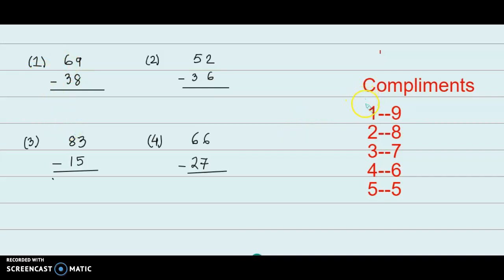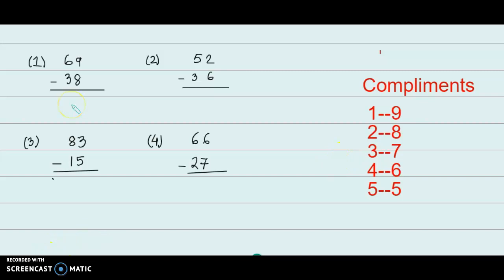Let me explain complements. You can see 1 and 9. 1's complement is 9 and 9's complement is 1, because 1 plus 9 is 10. Similarly, 2's complement is 8 and 8's complement is 2, as 8 plus 2 is 10, and so on. 5's complement is 5, 6's complement is 4, 4's complement is 6, because when you add these two numbers you get 10. So that is the concept of complement. We will be using this concept while solving these questions.